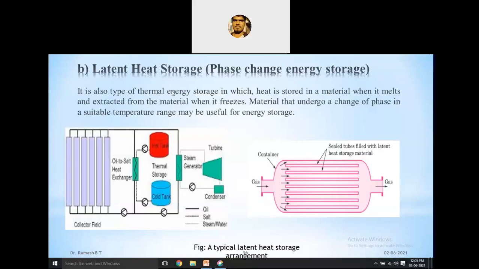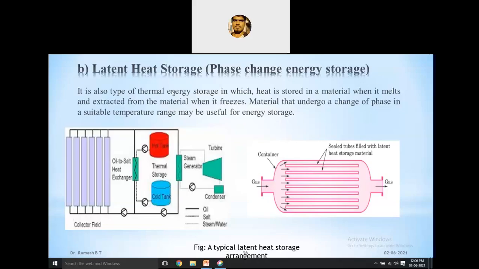The next type of thermal storage is latent heat storage. We already know that sensible storage is a type of storage where the temperature changes, but there is no phase change. Here we use a material or substance that absorbs heat when it melts and releases heat when it freezes. A material that undergoes a phase change in a suitable temperature range may be useful for this type of storage. Some of the characteristics I mentioned are what we are going to discuss.